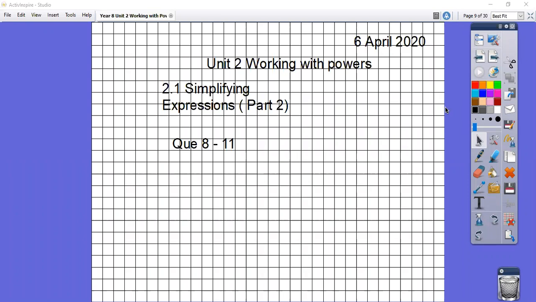We're now going to move on to part 2 of Unit 2, Working with Powers. So 2.1, Simplifying Expressions, part 2. We're now going to do questions 8 to 11. Yesterday's lesson, we started looking at simplifying, collecting like terms. In today's lesson, we're going to look at simplifying and collecting like terms, but we need to first expand the brackets, and then we collect and simplify.